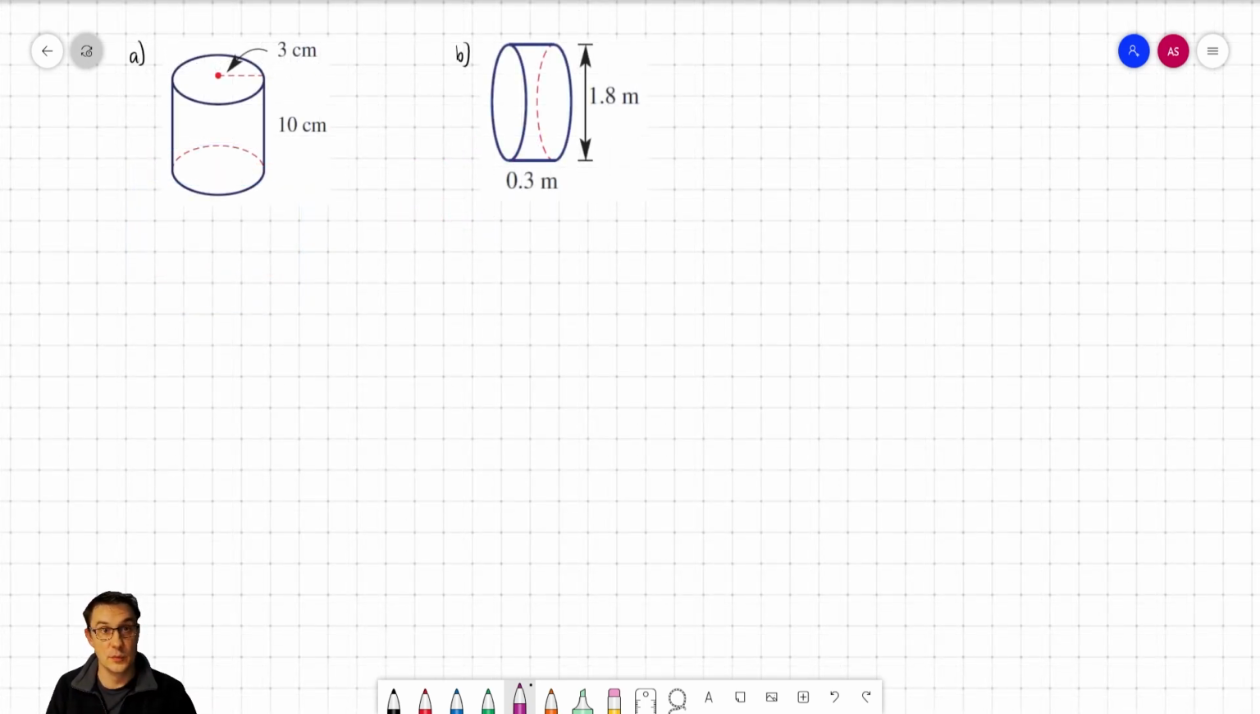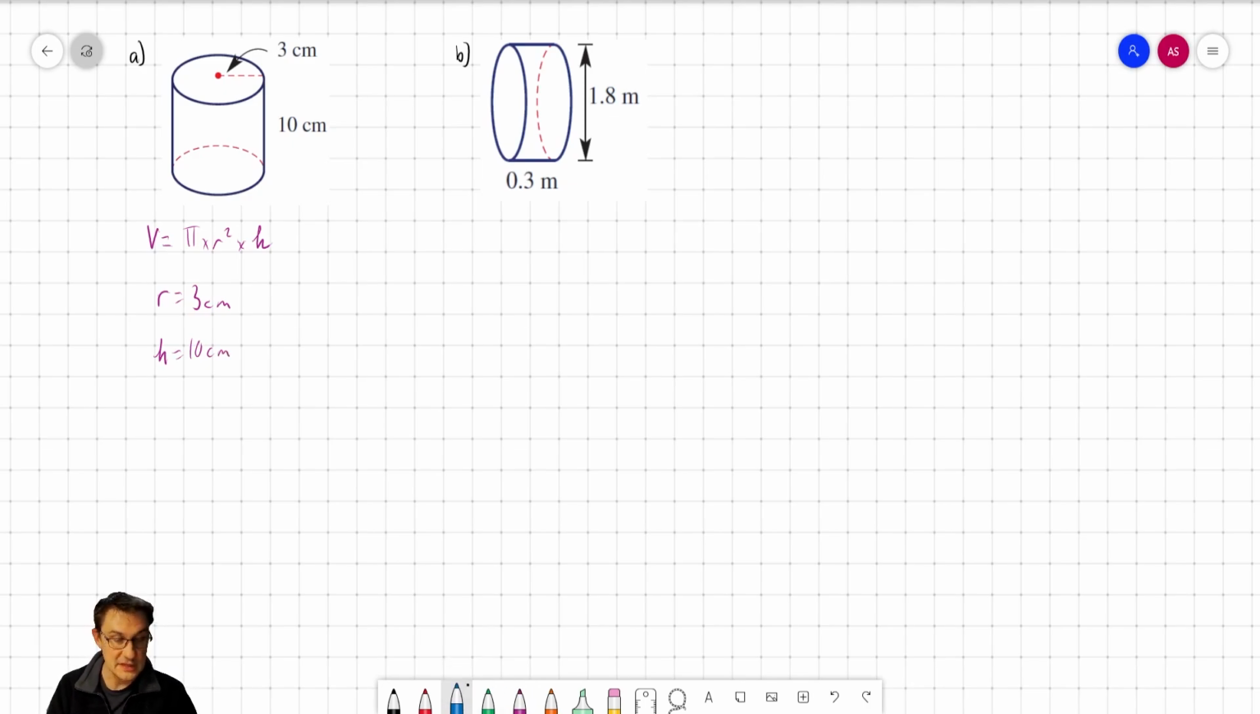Now we've got two examples here to work through to understand what we need to do. So remember, the formula is V equals pi times r squared times h. What we're going to do here is identify each of these from this first example. In the first instance, the radius of the circle is going to be the 3 centimeters here. So we can say r is equal to 3 centimeters. The second part then is the height. Well, that's going to be this 10 centimeters here. So we can say the height is equal to 10 centimeters.